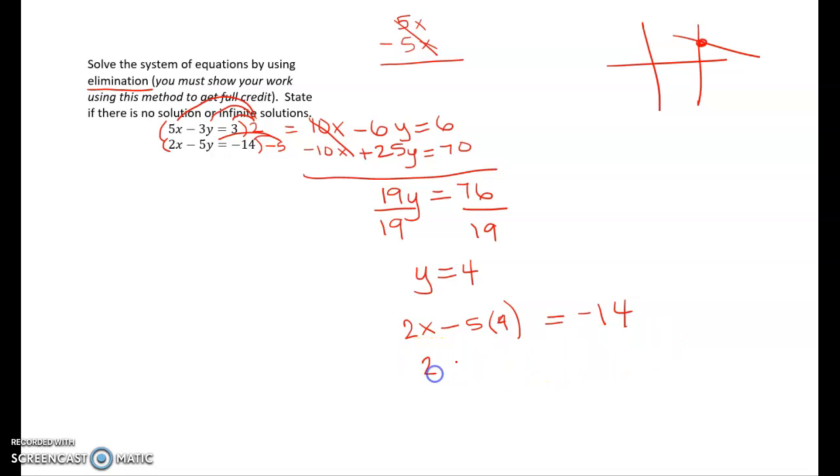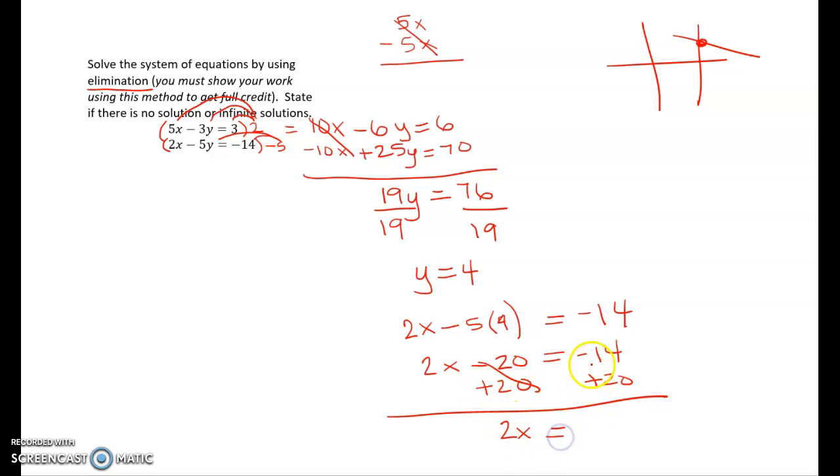Okay, so we have 2x minus 20 equals negative 14. We're going to add 20 to each side. We want to isolate the x. Notice I'm giving myself plenty of space, so we can have room to work it out. So 2x equals negative 14 plus 20, or 6. Divide by 2 on each side, so we get x equals 3. So our final answer then would be the point (3, 4).